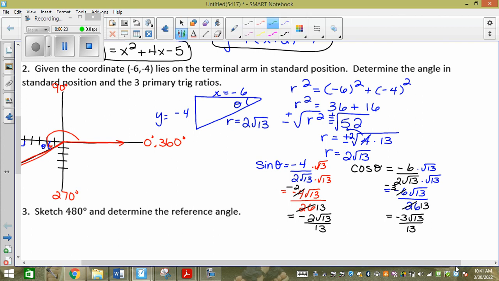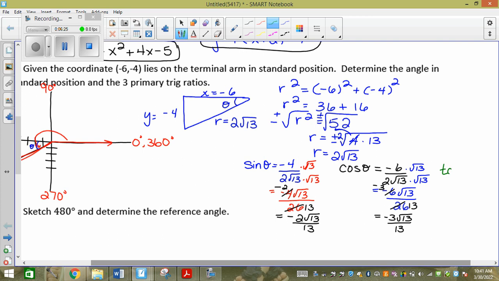And then tan theta. Tan is y over x. So I get negative 4 over negative 6. So tan theta reduces to 2 over 3. So that's if I ask you for the trig ratios.